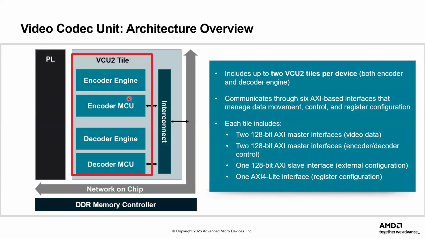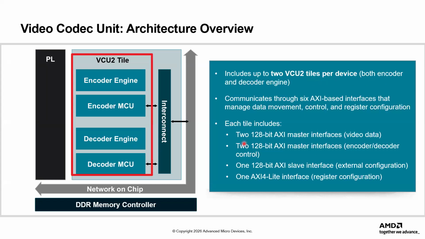So this is how it looks in more detail. I've got up to two VCU tiles per device. And each tile has an encoder and a decoder. And this is communicating through 6 AXI-based interfaces that allow you to move data into and out of this. This also allows for your basic controls, setup, configuration, everything that you need to operate that particular module.